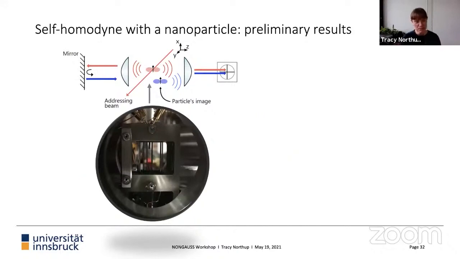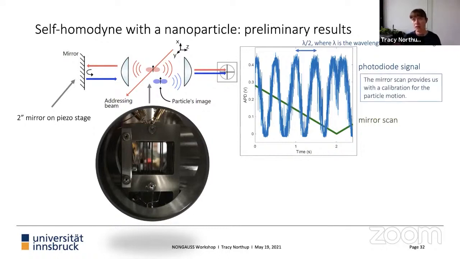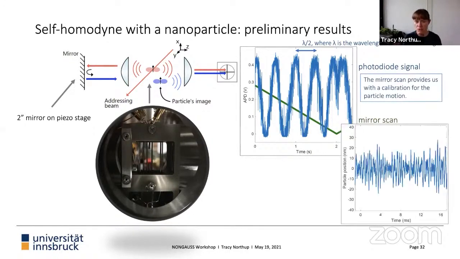This is a different trap, but same concept, a linear Paul trap. We have a 2-inch mirror on a piezo stage in our laboratory that's outside of the vacuum chamber. First we scan the mirror position, and we can find a photodiode signal that's oscillating. This is just giving us a length measurement. As we scan the mirror position, we can calibrate its motion, because we see that it has to correspond to half of the wavelength of the light. So it provides us with a calibration for the particle motion.